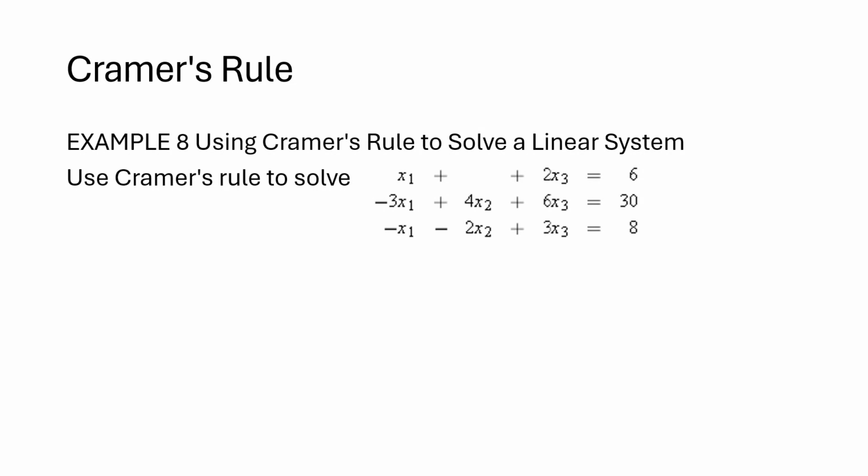So let's have this example using Cramer's rule to solve the linear system. So that's the system: x sub 1 plus 2x sub 3 is equal to 6, negative 3x sub 1 plus 4x sub 2 plus 6x sub 3 equals 30, and negative x sub 1 minus 2x sub 2 plus 3x sub 3 equals 8. For the solution using Cramer's rule, first we write A, which has the columns 1, negative 3, negative 1; 0, 4, negative 2; and 2, 6, 3.